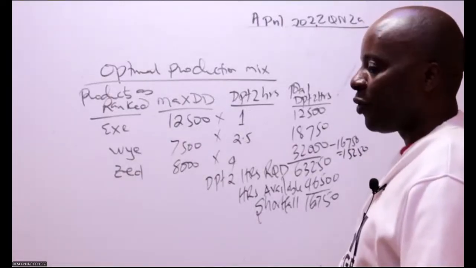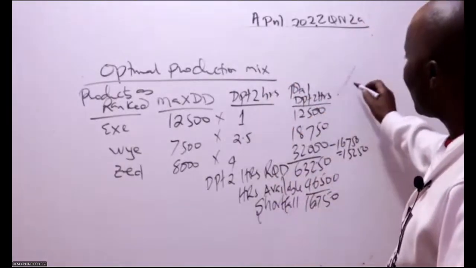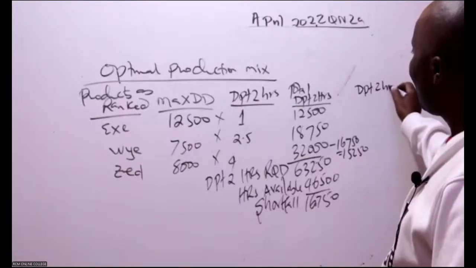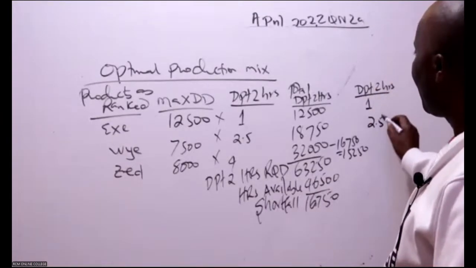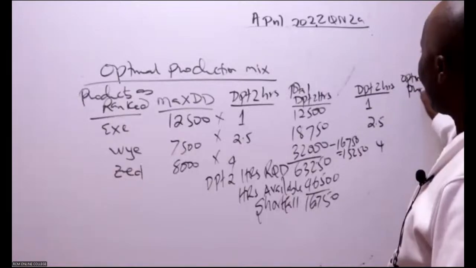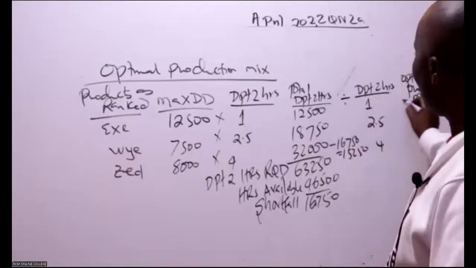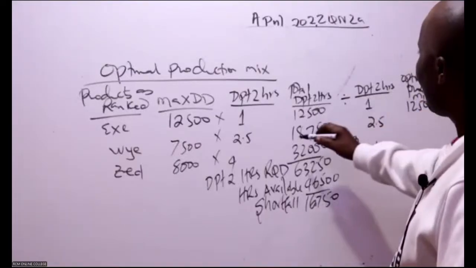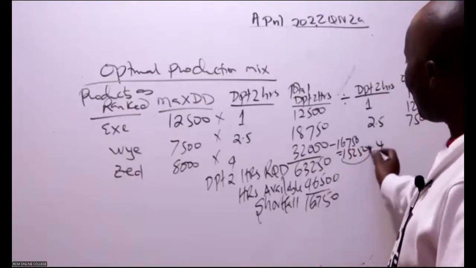15,250. From there, ladies and gentlemen, we will be able to come and rewrite this department 2 hours, although you can avoid it if you are very good. 4, and then now you should be able to give me the optimal production mix by now dividing. So this will be 12,500. This will be 7,500. How about this? 15,250 divided by 4.